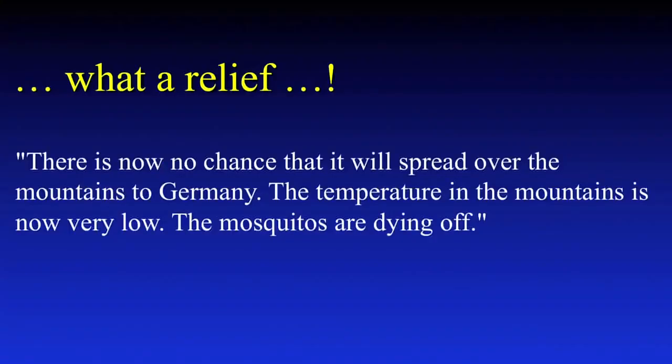Does everybody know what that is? A specialist in, in German it would be Scheisse, especially in fossil feces. And he had written 5 papers. And the importance of that is that I was nominated as well, but I was not considered expert enough to be in the chapter. So what she said was, there is now no chance that it will spread across the mountains from Italy to Germany. The temperature in the mountains is now very low. The mosquitoes are dying off. I just can't imagine how she could say that to the public. Can you imagine mosquitoes flying over the Alps?